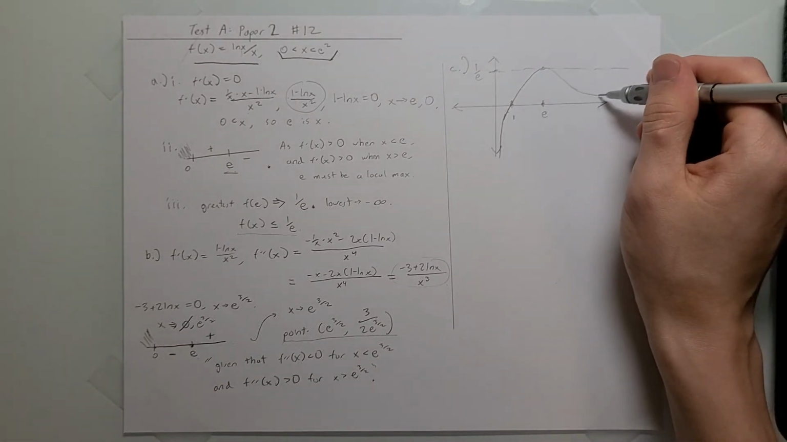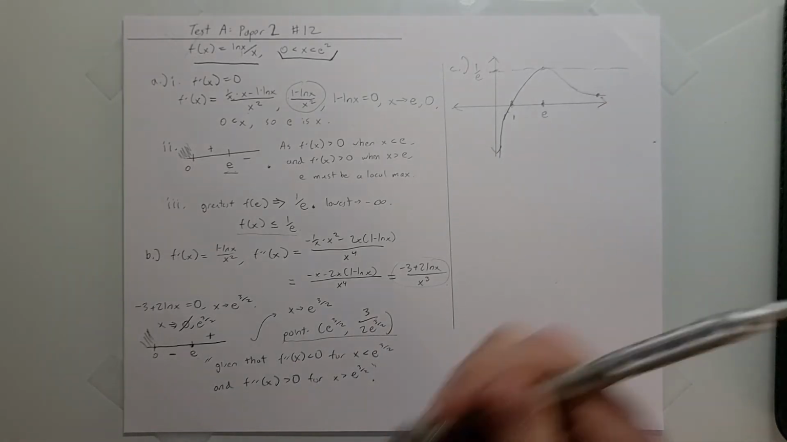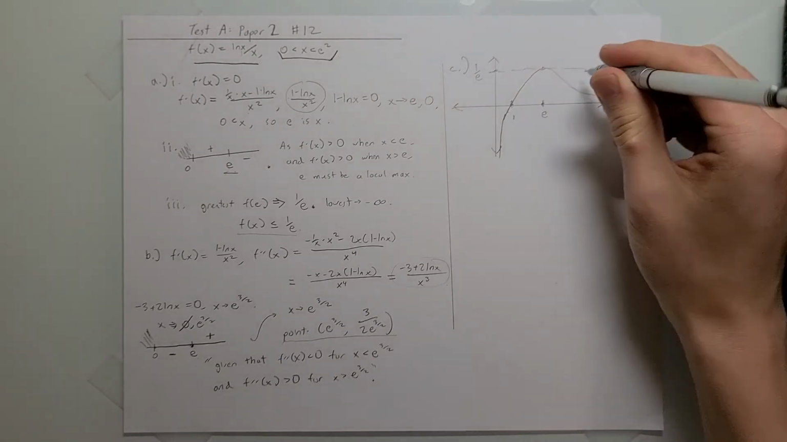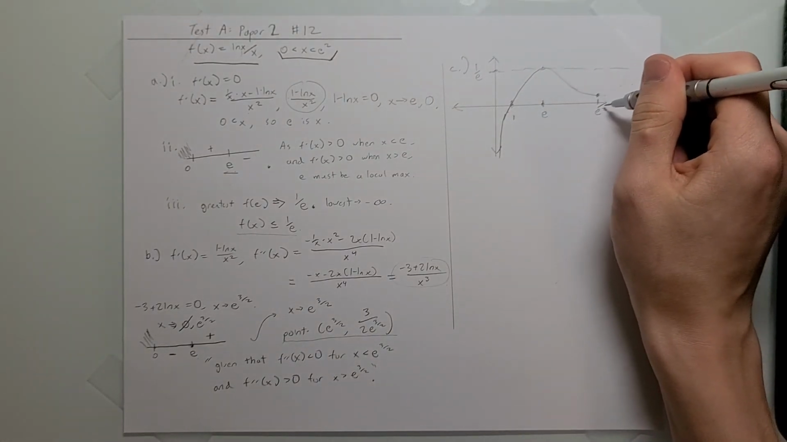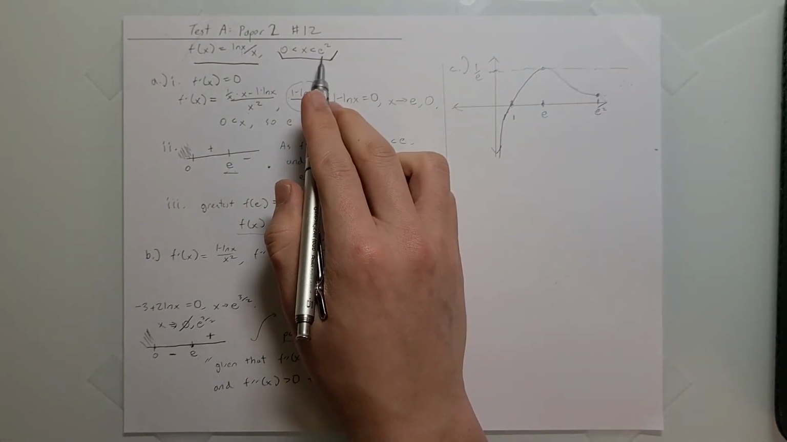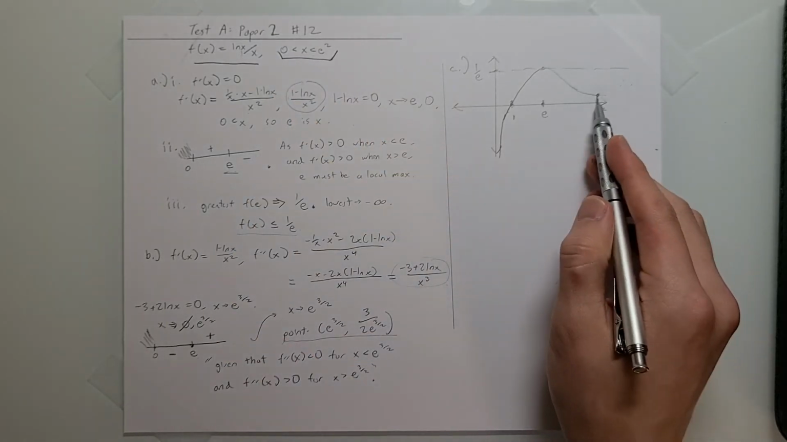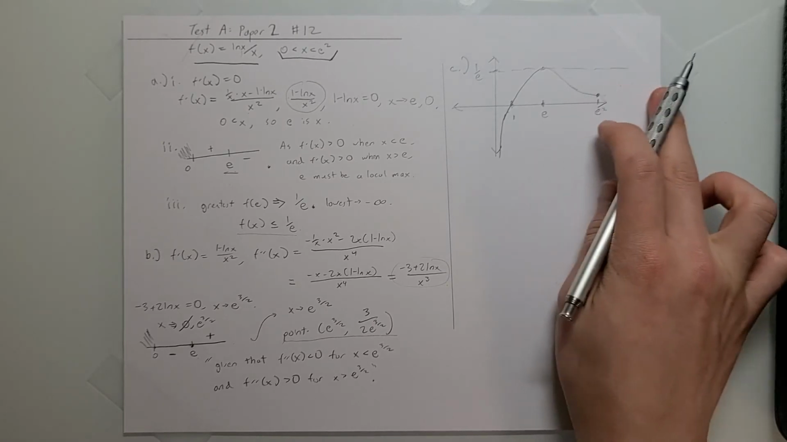Another thing that you would want to do is make a point here and erase everything up to here, marking this point as e squared, because as we know from our bounds, it's going to be from 0 to e squared. So the graph does not continue past this point.